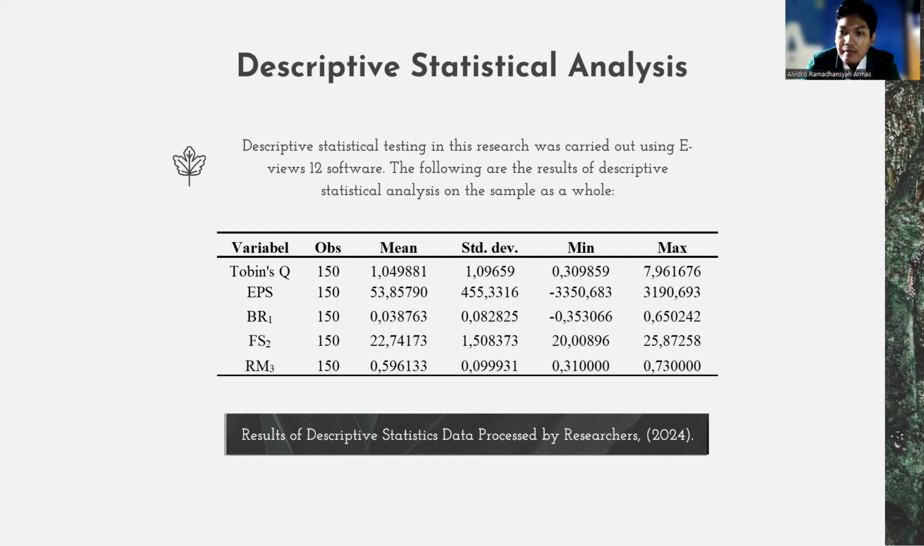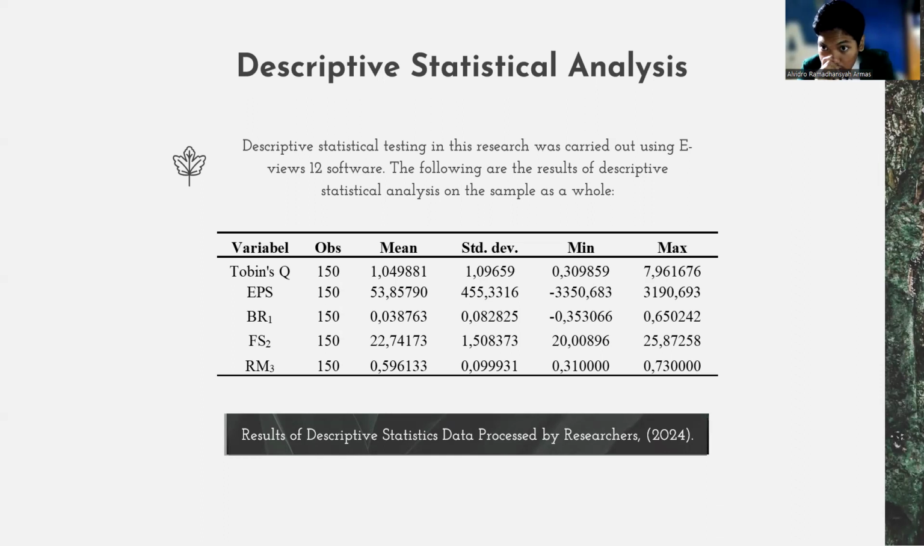And meanwhile, the maximum value obtained for this variable was 25.9, which was obtained in 2018, and this result can be seen from the fact that companies tend to have quite a large total asset value in that year.